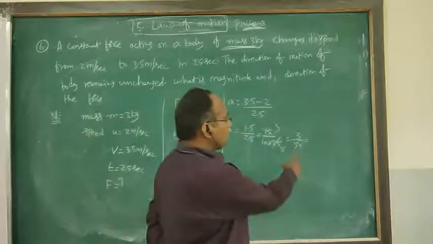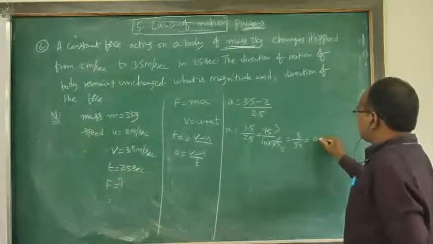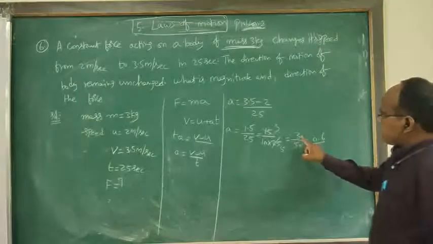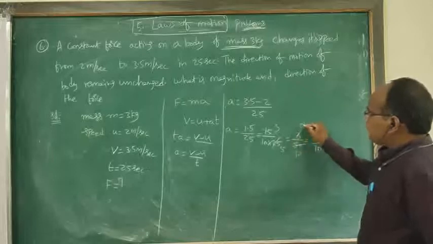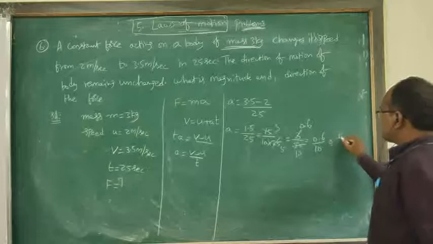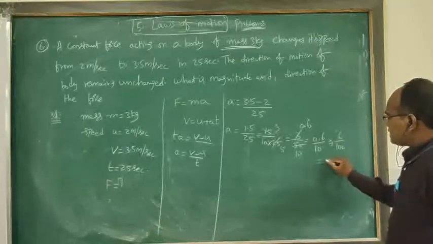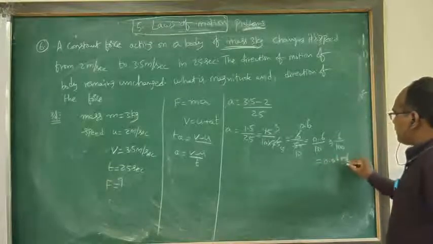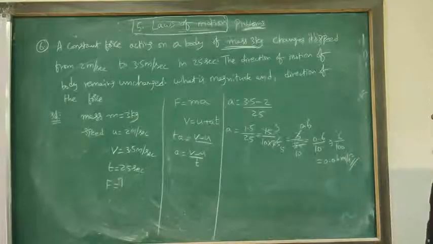If you calculate this, it is nothing but 0.6 divided by 10. Here I am calculating only this part: 5 times 0.6. So the meaning is 6 divided by 100. So this value you can write as 0.06 meter per second square.